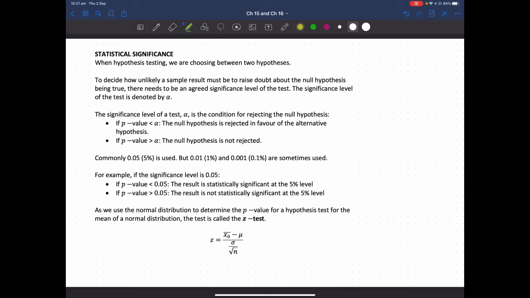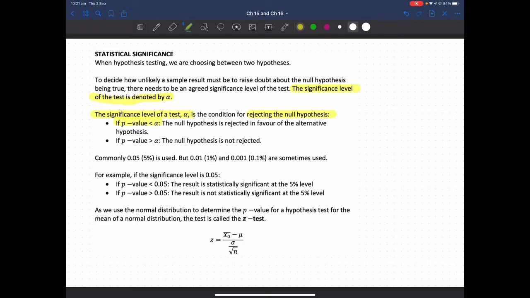There needs to be an agreed significance level of the test. That is, we might say we're looking at 5% for statistical significance, 1%, 0.1%. So we're calling that significance level alpha. So if we consider alpha in general, then the condition for rejecting the null hypothesis is if the p-value is less than alpha.